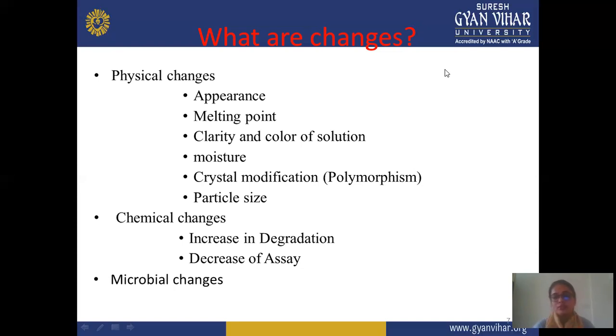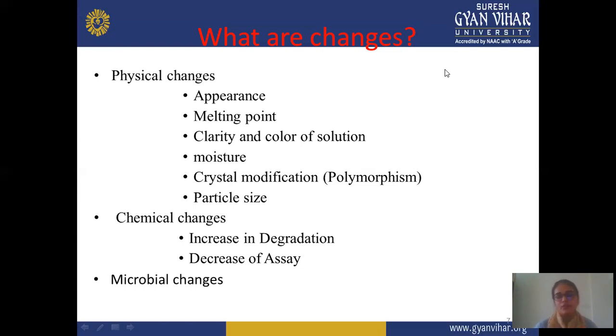And there's a certain type of method also available for clarifying the clarity and color of the solution. Next is moisture content. Moisture content also varies depending on the type of formulation. If you prepare a tablet, it should have sufficient moisture, because if it does not, then it forms too hard or easily breaks. So in this condition, you should check the moisture of the particular tablet or formulation.